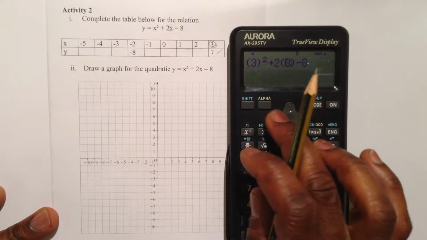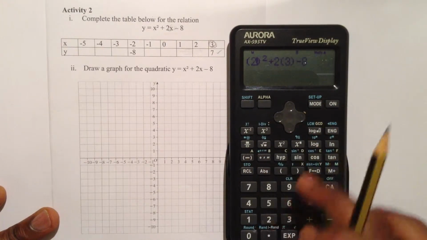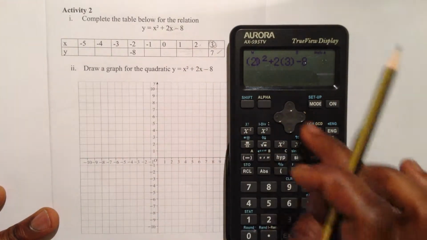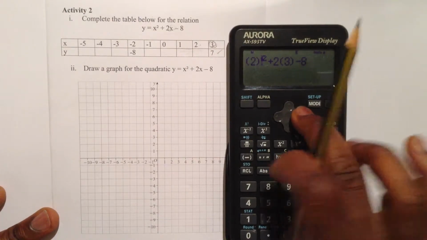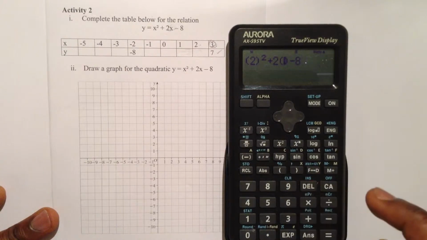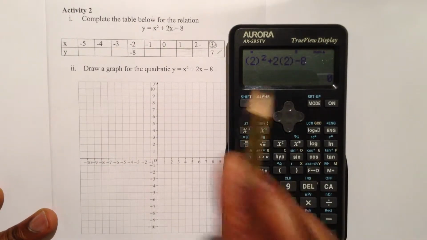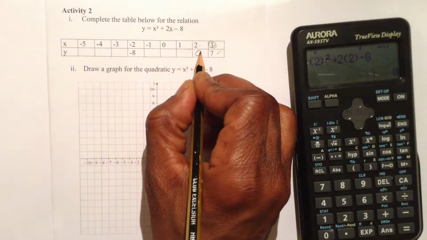I'll then move this to the 3, take that off and replace it by 2. So I'm now substituting 2. Take that off, put 2, enter. That gives me 0. So here should be 0.